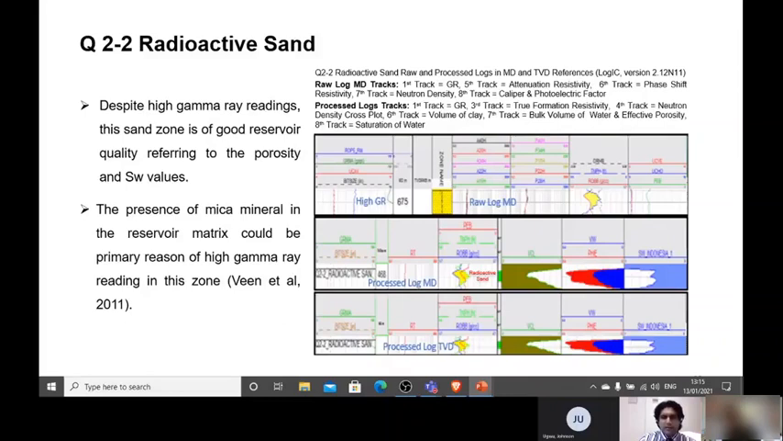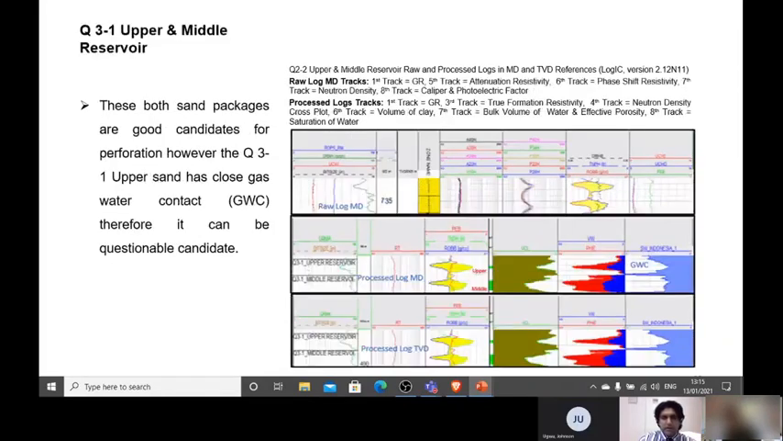This is a good sand unit for perforation, and the high gamma ray reading could be because of presence of radioactive minerals such as mica. These both sand units of Q31 zone are good candidates for perforation. However, the upper Q31 sand unit can be questionable because of its close gas-water contact.